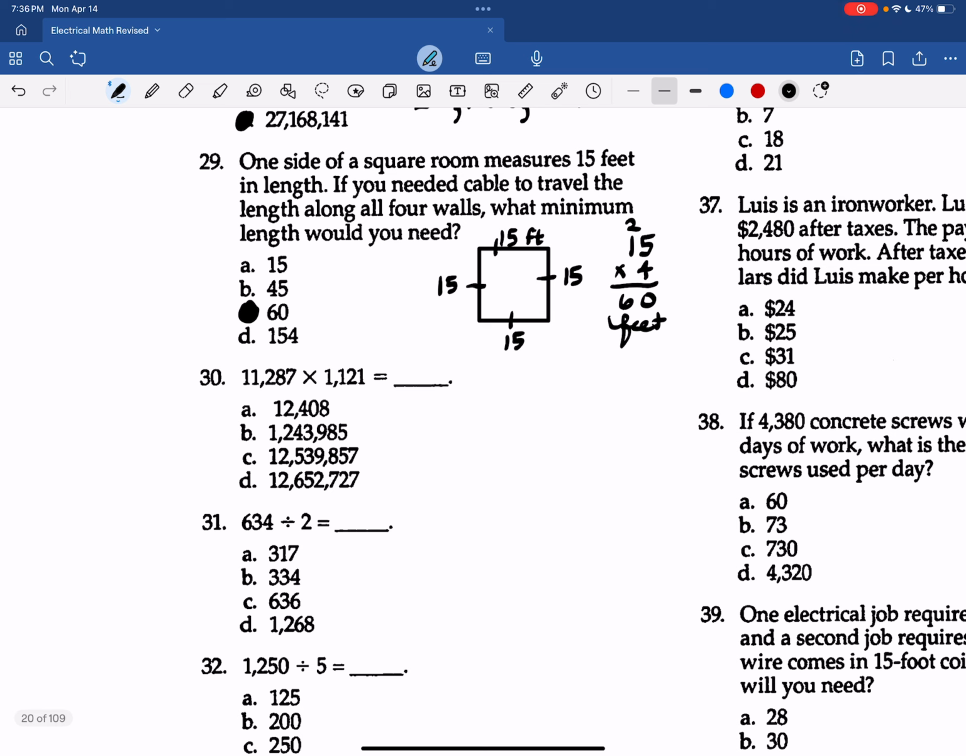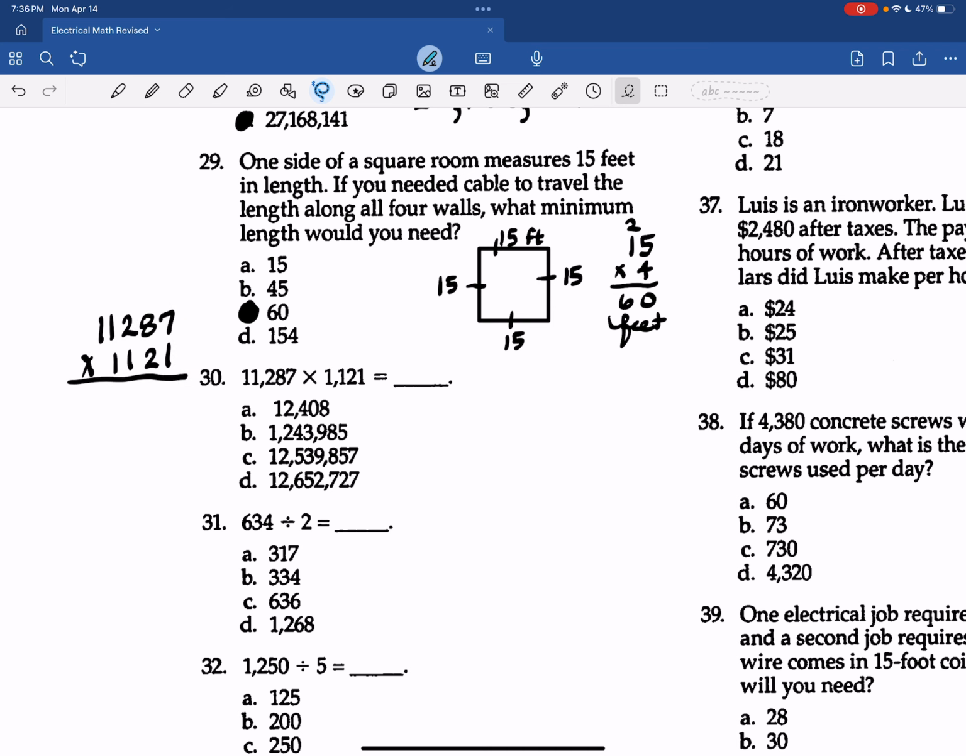Okay. 11,287 times 1121. And I know already I'm going to need to move that over.